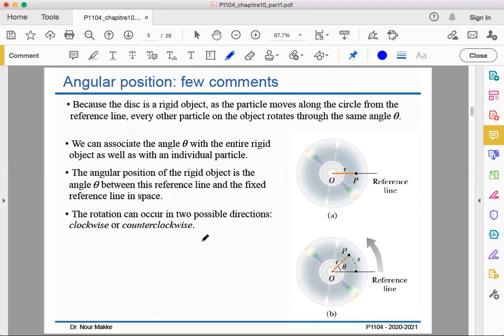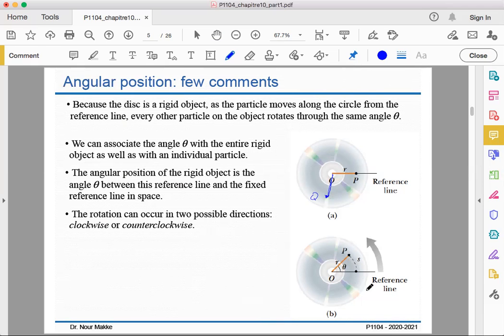Now, a few comments about the angular position. First of all, because the disk is a rigid object, then as the particle moves along the circle from the reference line, every other particle on the object rotates through the same angle theta. So if you look, for example, at any other point, like a point which was over here, this point that we are going to call Q, for instance, this is the initial position of the point Q.